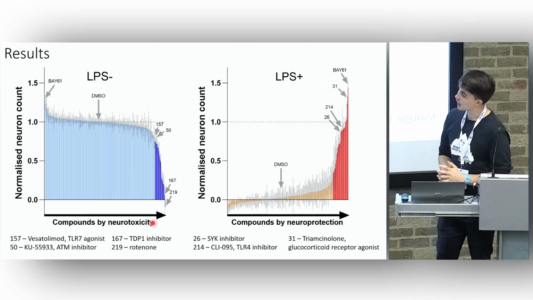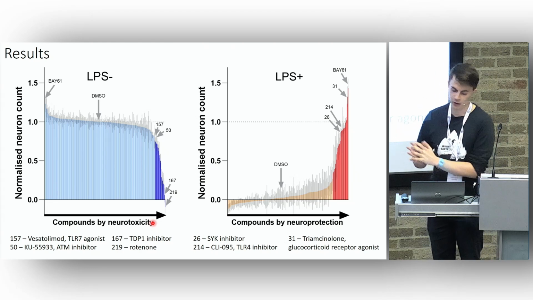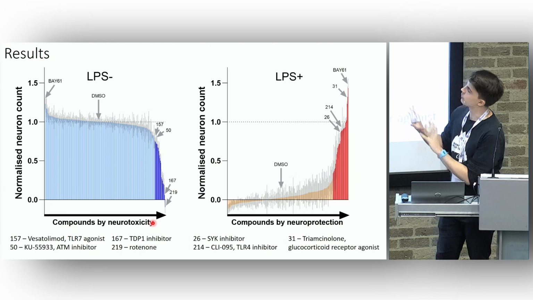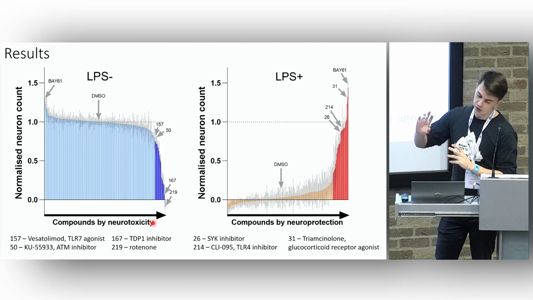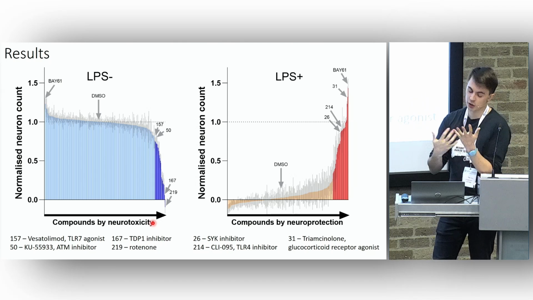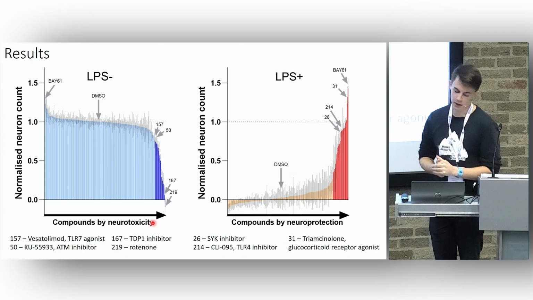So in terms of the actual analysis on this data, this is ordered by effect. This was all analyzed together, but for clarity I've separated the LPS untreated and treated. On the left-hand side, you're essentially looking at neurotoxicity data. That's the strength of that side of the assay.